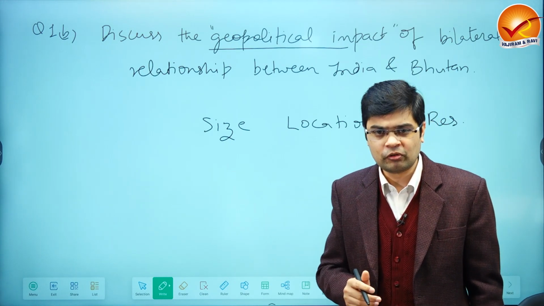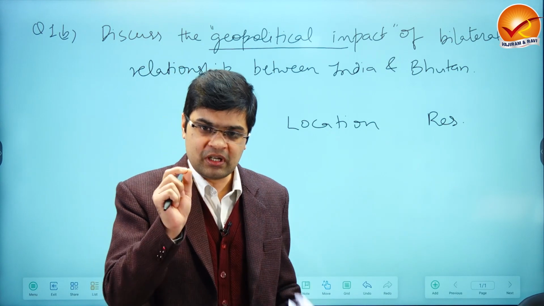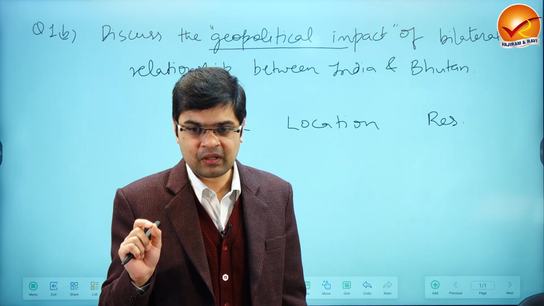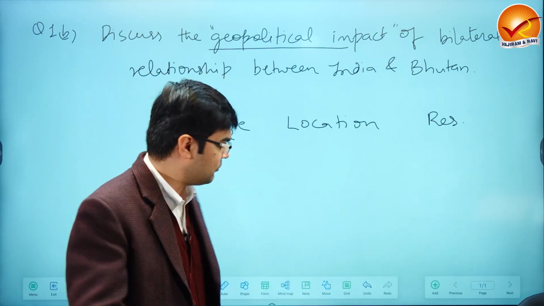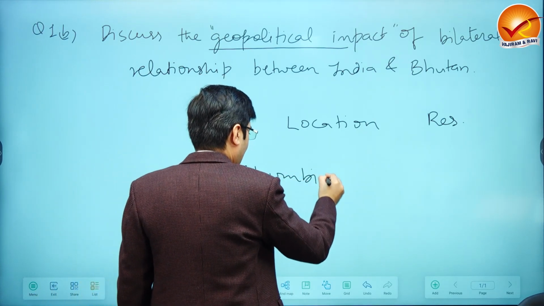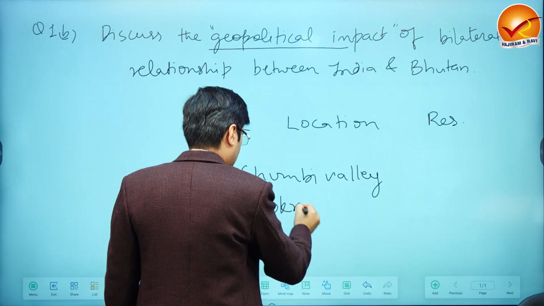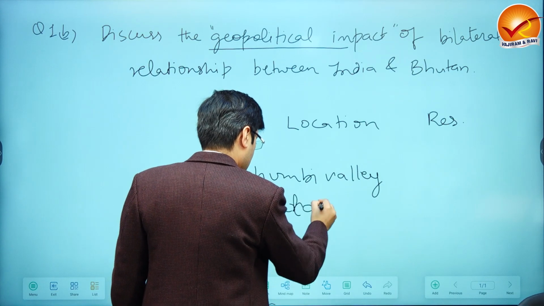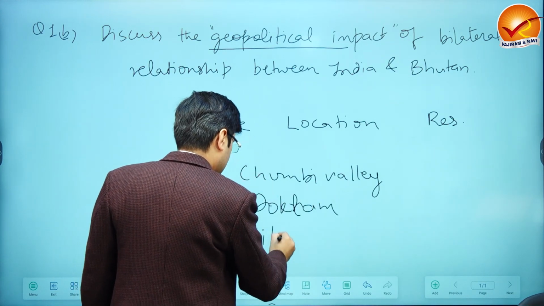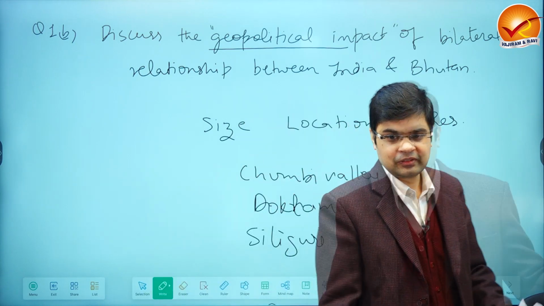Though this was not in the current affairs, this was expected somewhere in 2017 when we had the Doklam issue. So here, what you are going to mention is the security of India. Okay? The security of the region, wherein you can mention terms like Chumbi Valley, Doklam, or the Siliguri corridor, or Chicken's Neck.